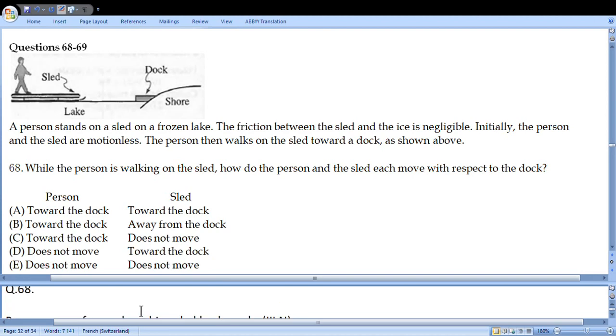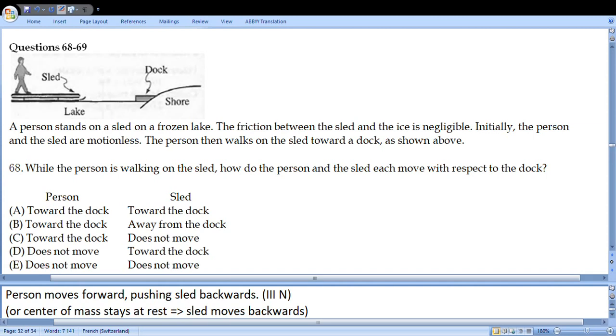Person, so 68. Person moves forward. So this is the solution. Person moves forward, pushing the sled backward, according to Newton's third law. So this is why we choose towards the dock, away from the dock. So it is B. On the other side, we can also talk about another version, center of mass. Center of mass should stay constant because there are no forces acting. So the person moves forward, and the sled should move backward to keep the center of mass at rest.